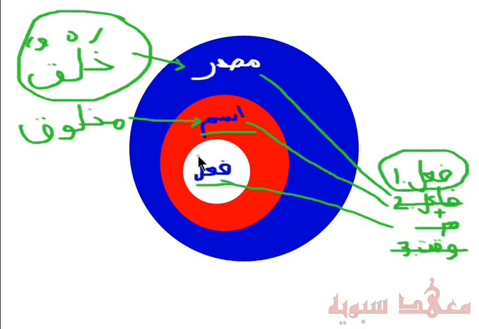And although خالق is an ism fa'il, it can also be used for an attribute. This is something we'll study in grammar, where you can have an ism fa'il or ism maf'ul that can be used as an adjective, as a sifa. But we'll study this later on, inshallah.